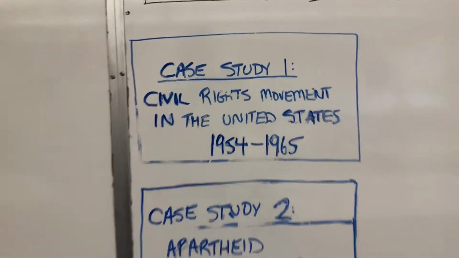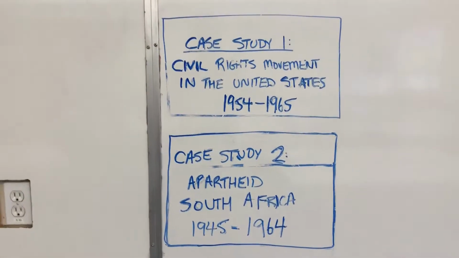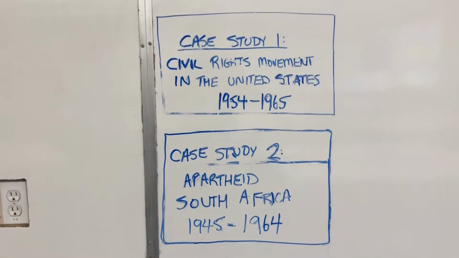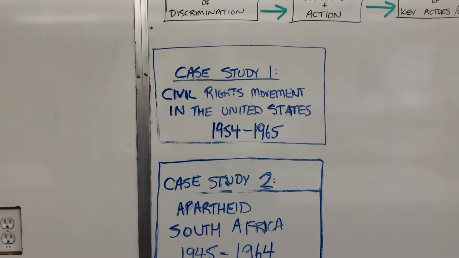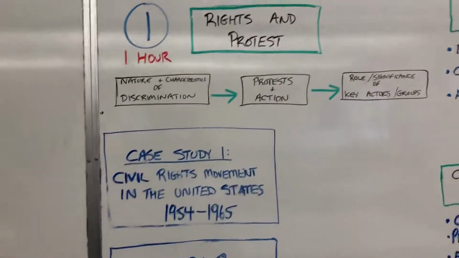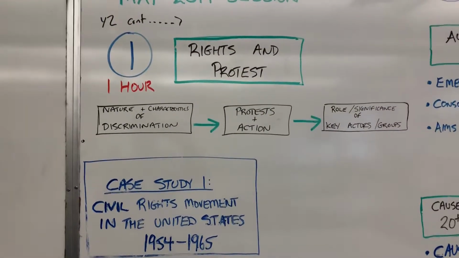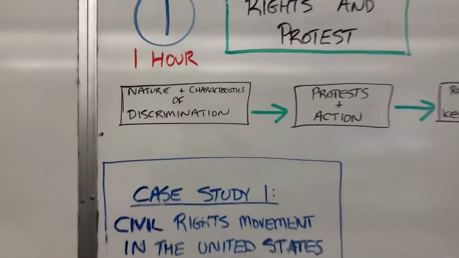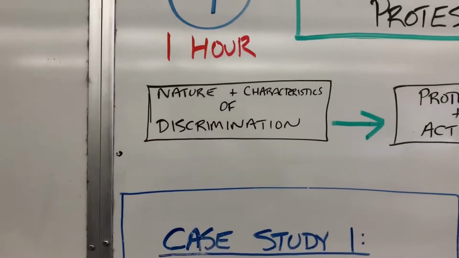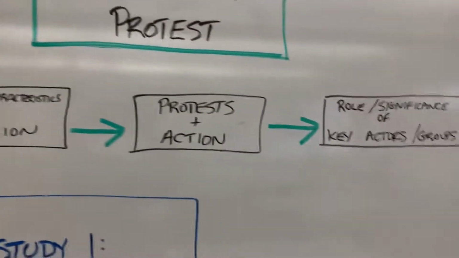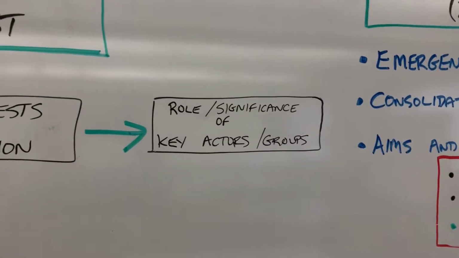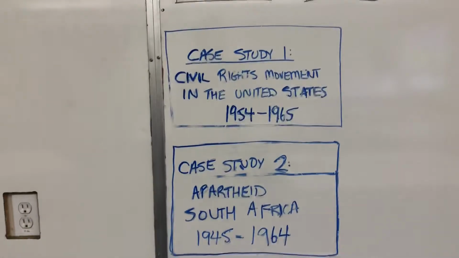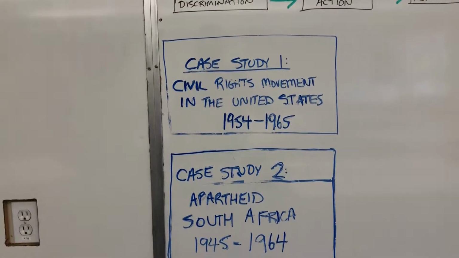Folks, notice the dates, notice the overlap. This is happening almost concurrently. And if you figure out some of the ways that they've organized the material, and this is the way that I've taught it, this is the way your book is structured, you look at the nature and characteristics of what's going on. You look at the protests and particular actions, and then you look at the key actors and the groups and what their significance is. You're going to notice that they basically follow the same pattern.